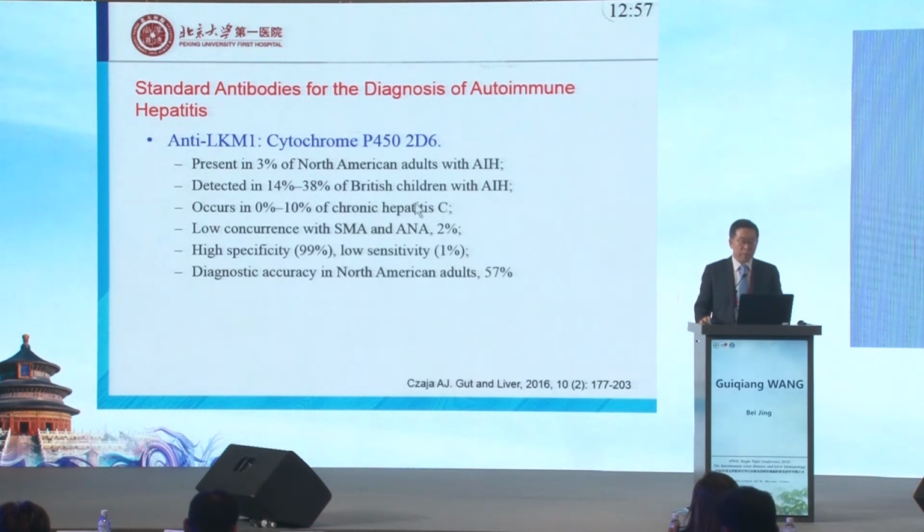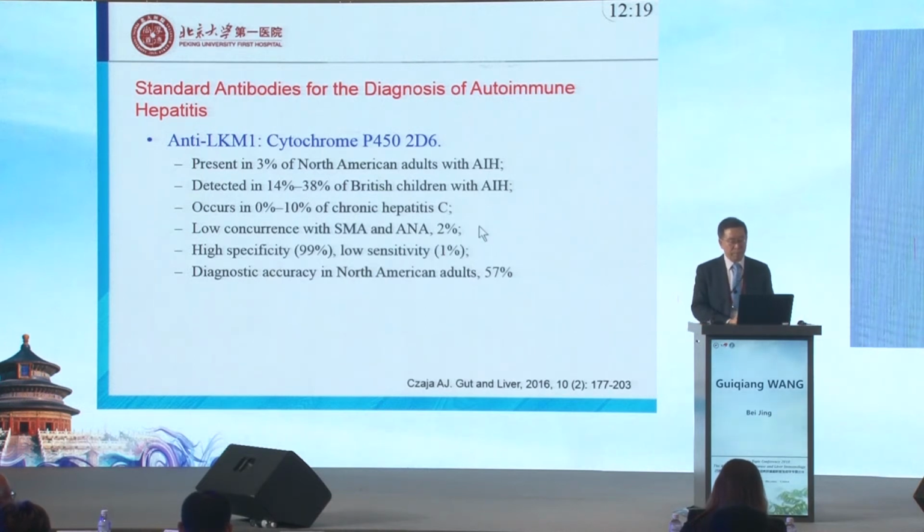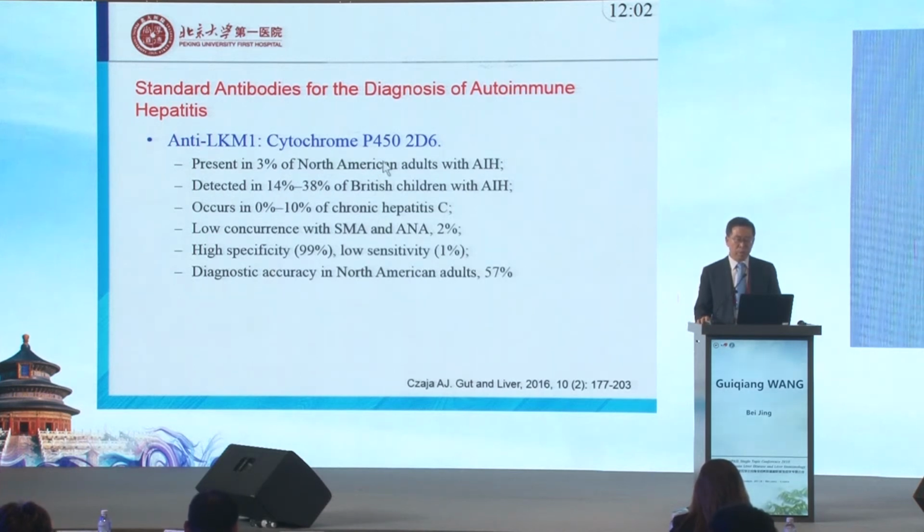Anti-liver kidney microsomal antibody targets cytochrome P450 2D6. It is present in only 3% of North American adult autoimmune hepatitis, and is detected more often in British children, about 14 to 38%. It can occur in some other etiologies of hepatitis, including hepatitis C, and has very low co-occurrence with SMA and ANA, only 2%. This antibody has very high specificity for type 2 autoimmune hepatitis, but the sensitivity is pretty low. For type 2 autoimmune hepatitis, this is the only specific antibody.